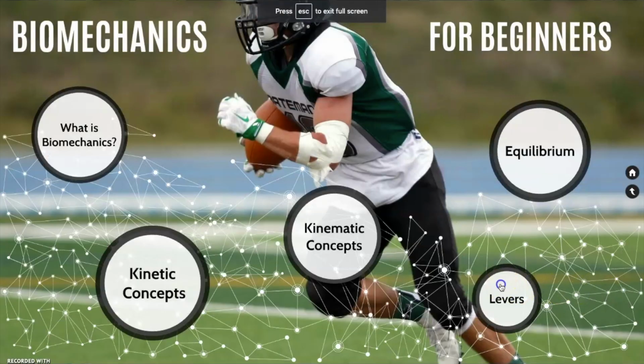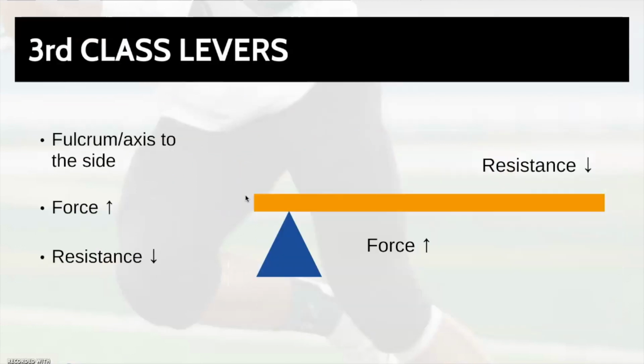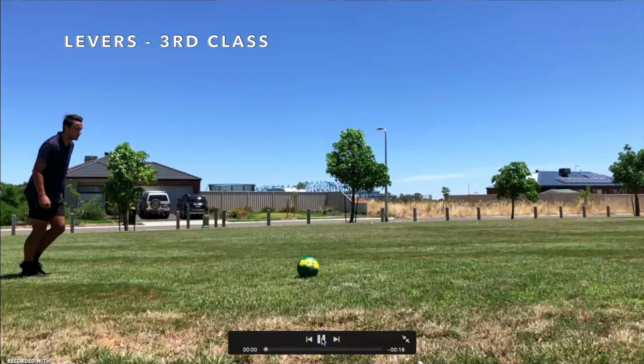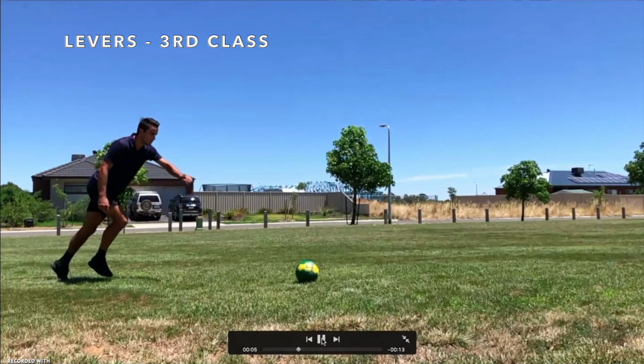Next we can look at levers. And this is really applicable to kicking a soccer ball. A reminder, we've got our first, our second and our third class. So kicking a soccer ball is a 3rd class lever. So we're going to look at the kicking leg. Again, we've got our fulcrum, our force and our resistance. So there are levers everywhere in the body, all doing their thing to allow me to have this shot.